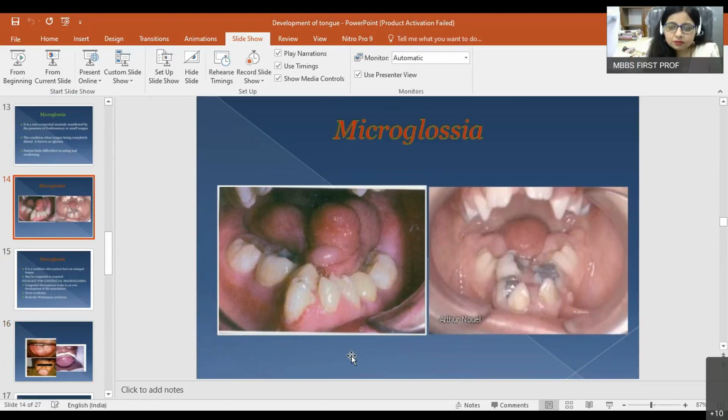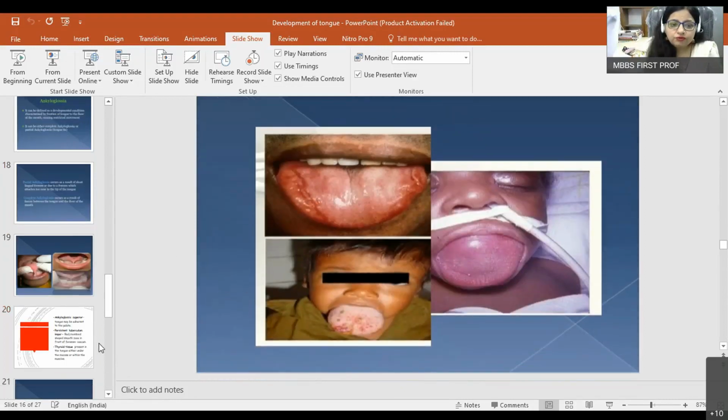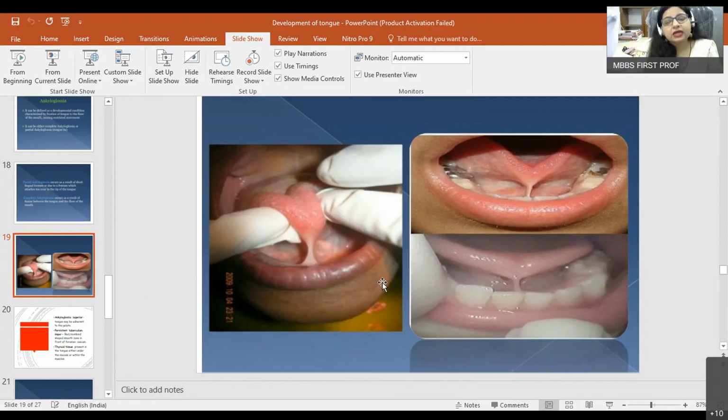Yes, ma'am. So this is a picture showing microglossia, that is, a small tongue. Then there is macroglossia, which is a large tongue, in these 3 pictures. Moving further, this is ankyloglossia. Here the tongue is tied to the floor of the mouth. This is complete ankyloglossia. This one is partial. The tip of the tongue is anchored to the floor.